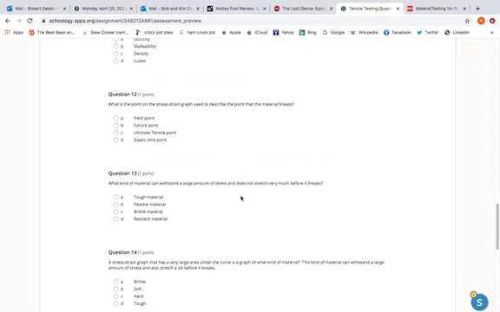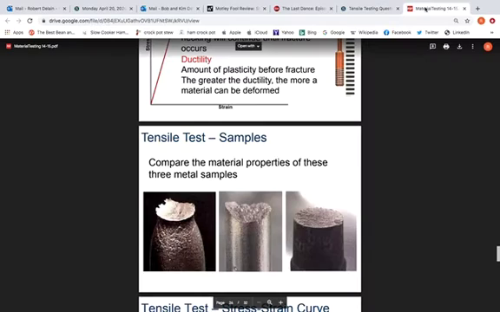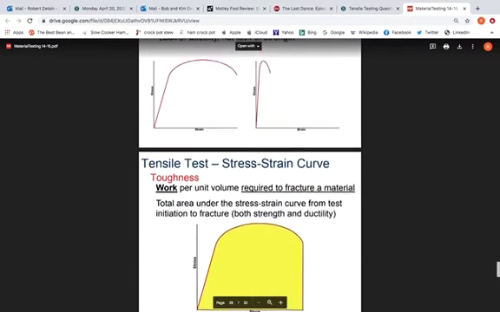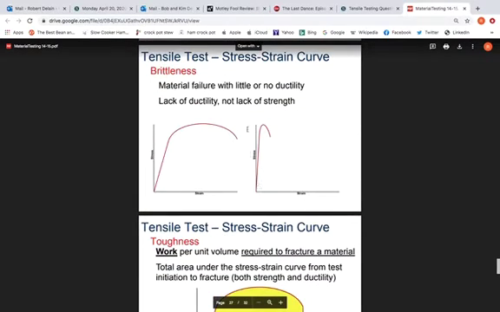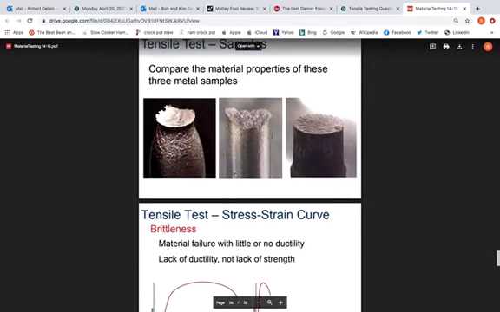Number 13, what kind of material can withstand a large amount of stress and does not stretch very much before it breaks? That is a brittle material. So a graph that would be a brittle material would look like this right here. Okay, it takes a lot of force. The force is a high number, but you'll notice left and right, or the horizontal, it doesn't stretch very far and it breaks. Okay, that's a brittle material.